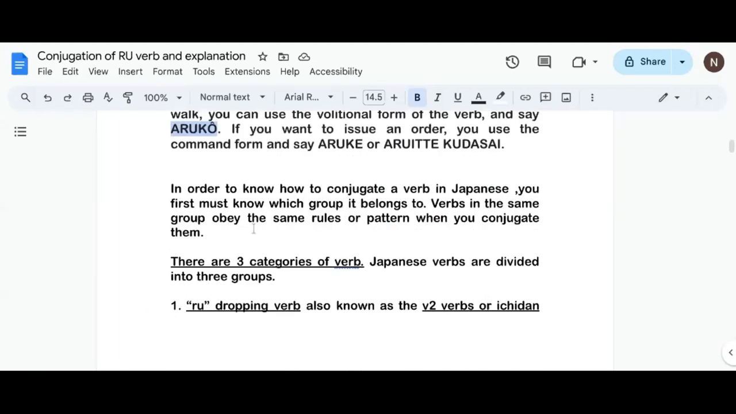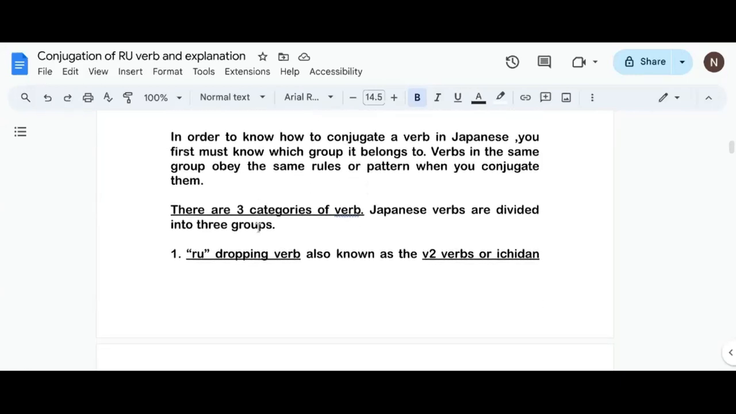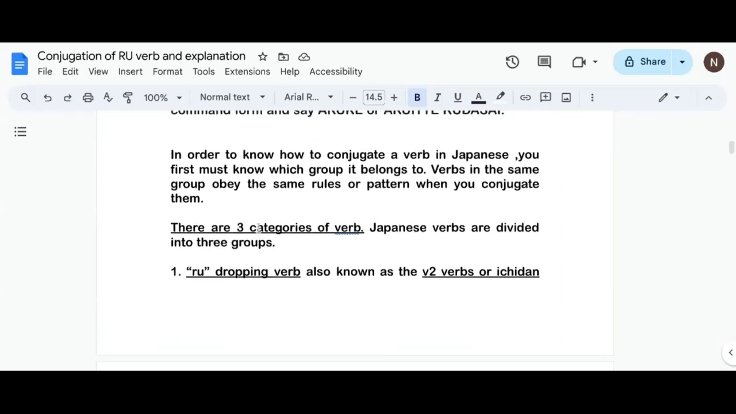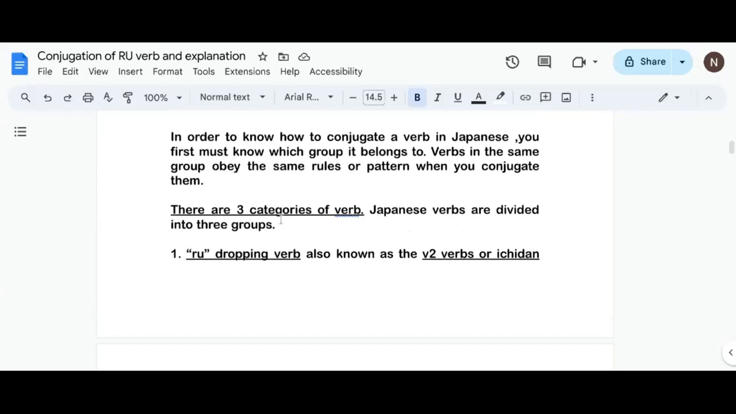Okay, so first, before we conjugate, what are the things that you should know first? In order to know how to conjugate a verb in Japanese, first you must know which group it belongs to. Verbs in the same group obey the same rules or pattern when you conjugate them. We are saying here that the Japanese verb has three categories. Japanese verbs are divided into three groups.